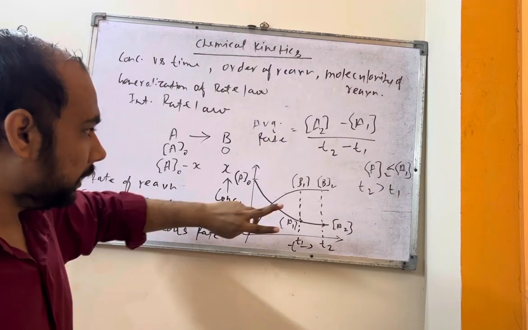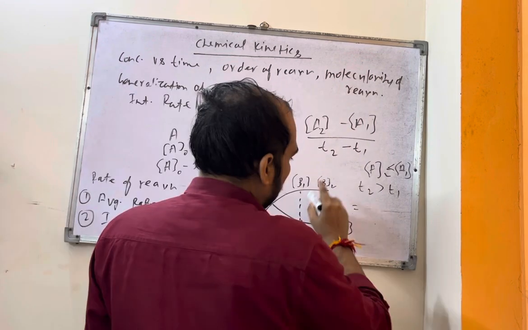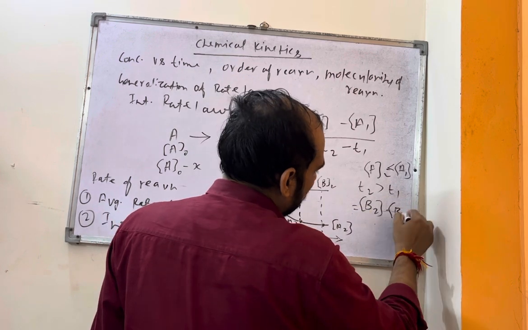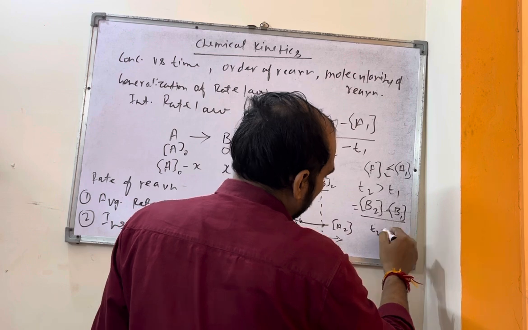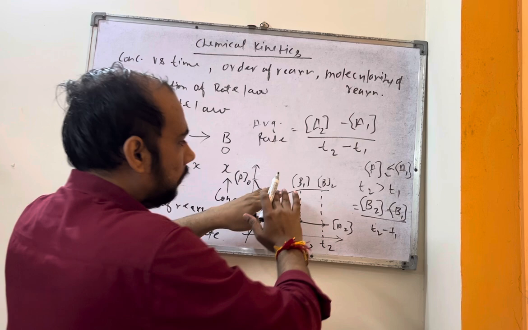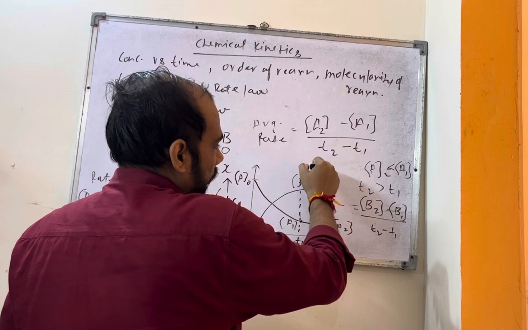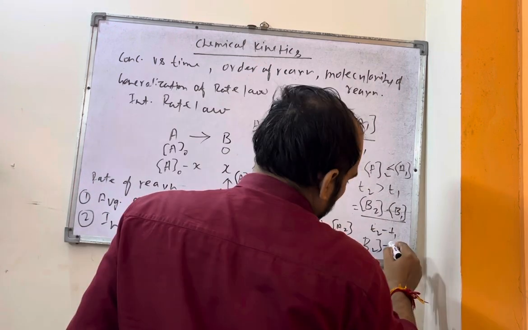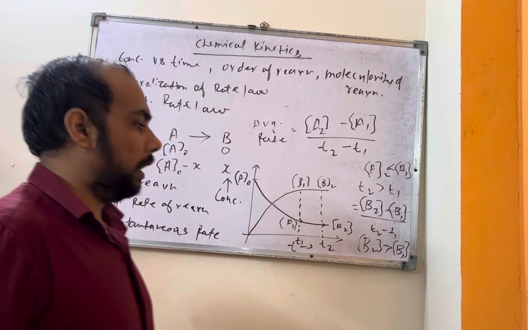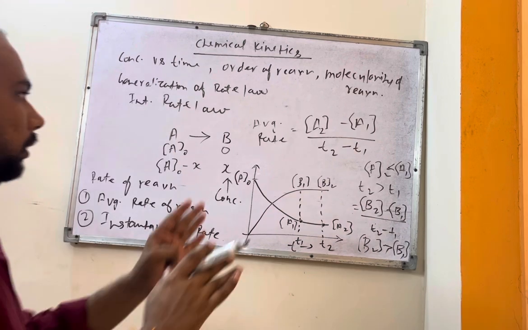But in the case of concentration of B, the average rate will be B2 minus B1 upon T2 minus T1. This will be positive because B is increasing from B1 to B2, so B2 is greater than B1. That is why the average rate will be positive. So this we have seen as the average rate of reaction.